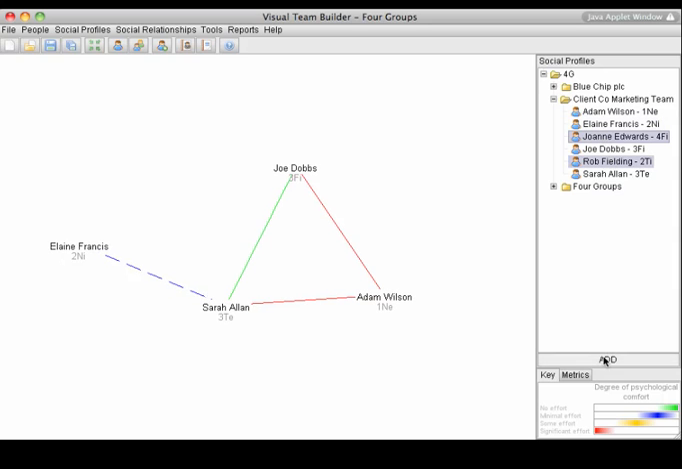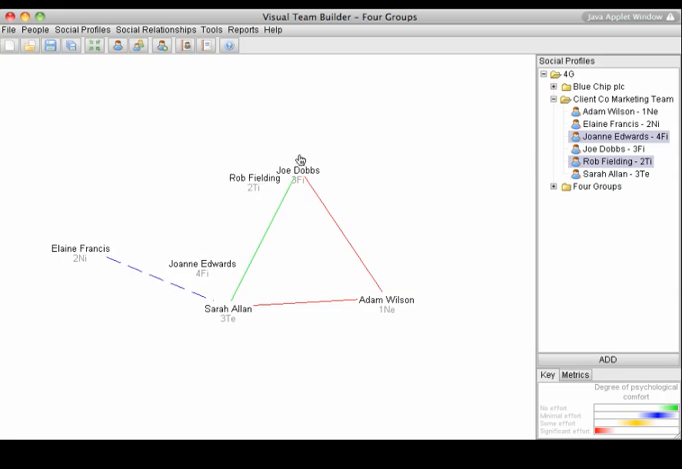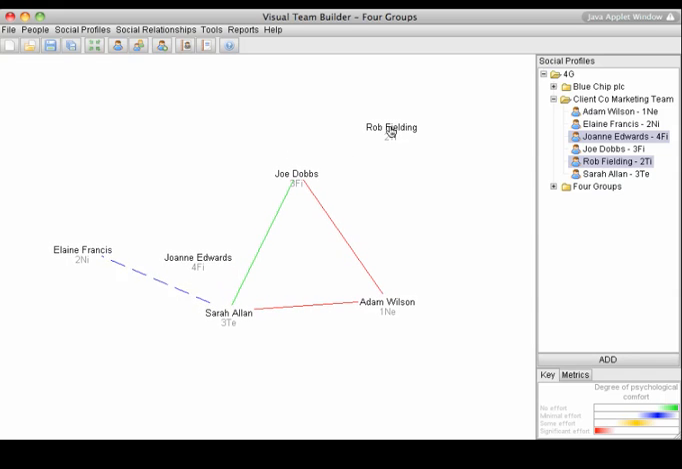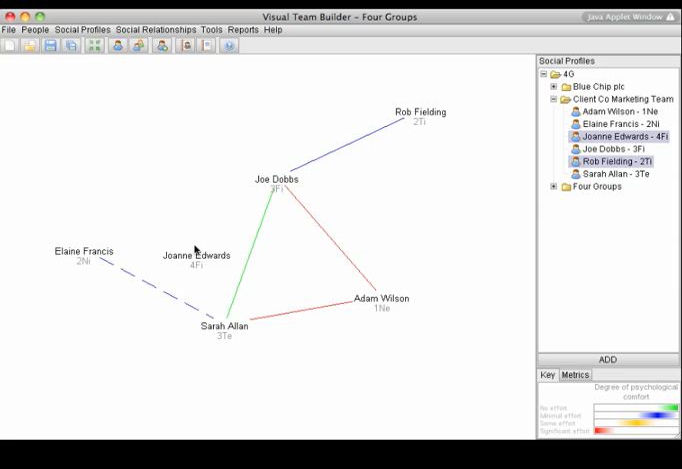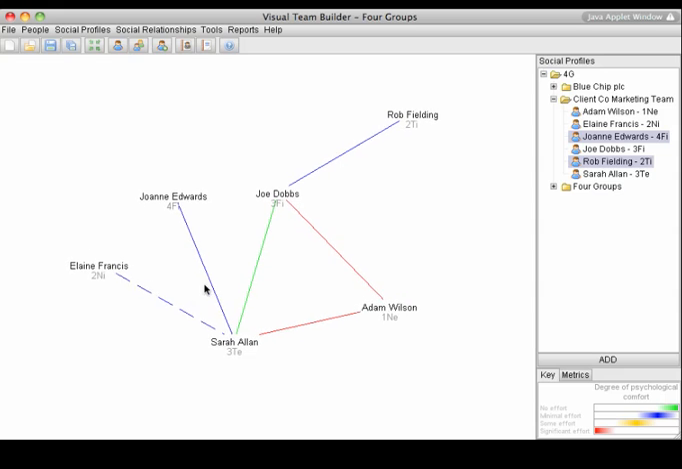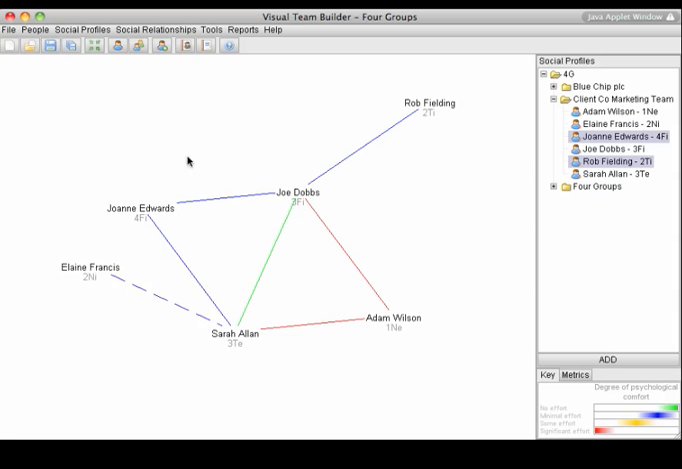By connecting people according to their closest relationships within the team, we can see the team as it stands at the moment. And in particular, this highlights Adam's relationships with Sarah and Joe as being of most concern. Interestingly, the relationships enjoyed by Joanne and Rob since joining the team are likely to enable them to integrate quickly and hit the ground running.